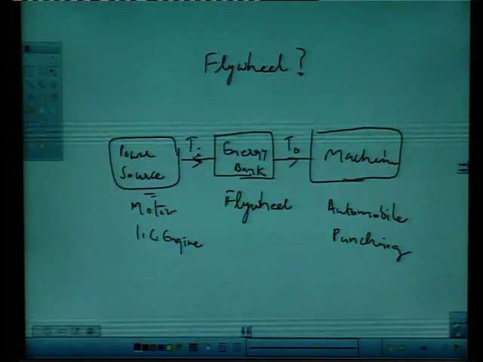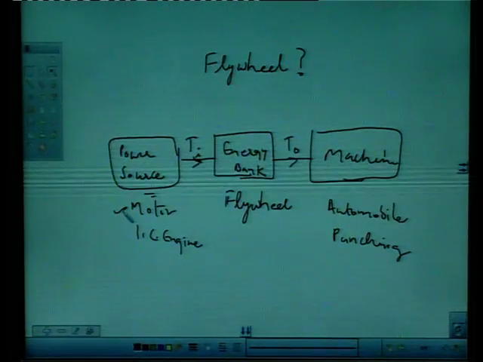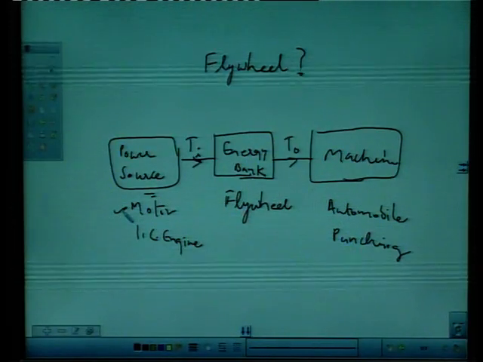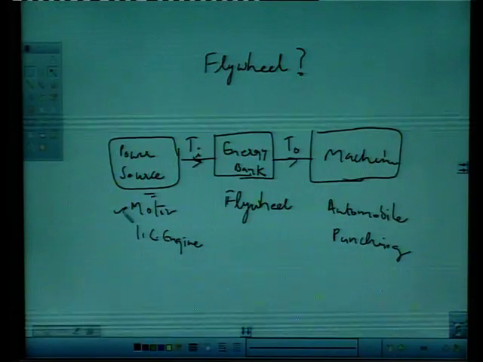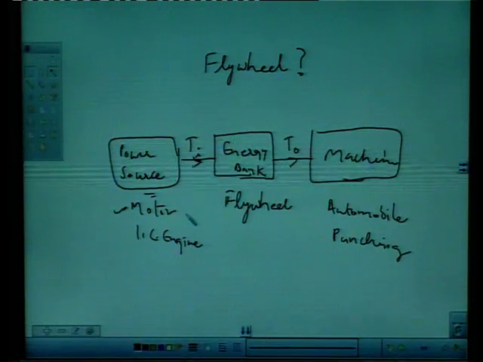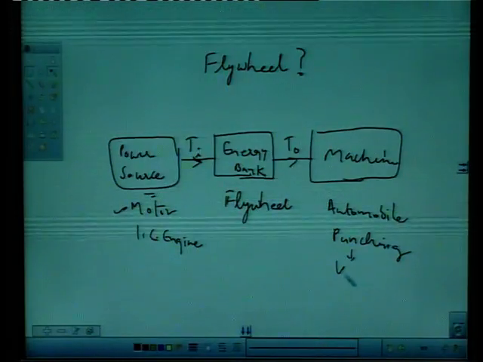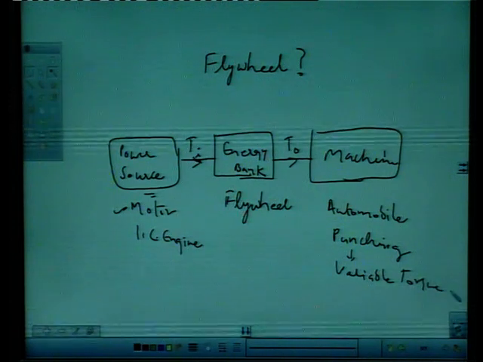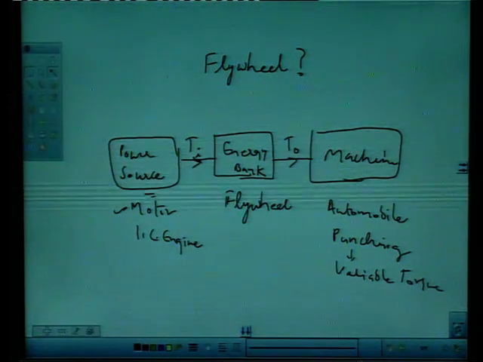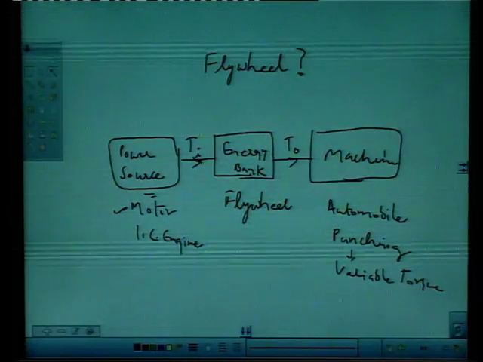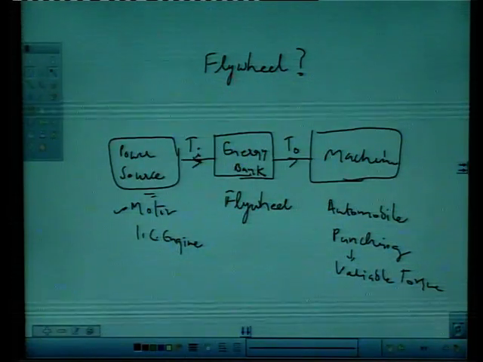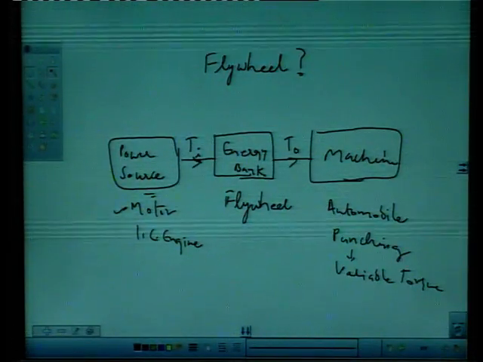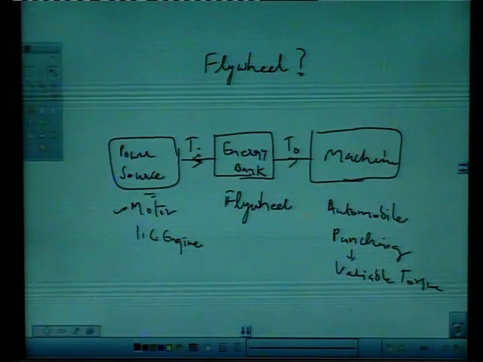Say in case of motor, it is supplying a constant power, then the machine, for example a punching machine, if we require a variable torque in the punching machine, now this flywheel will store the energy during the idle portion of it, and it will supply the energy to the punching machine whenever it requires the energy during the punching operation.